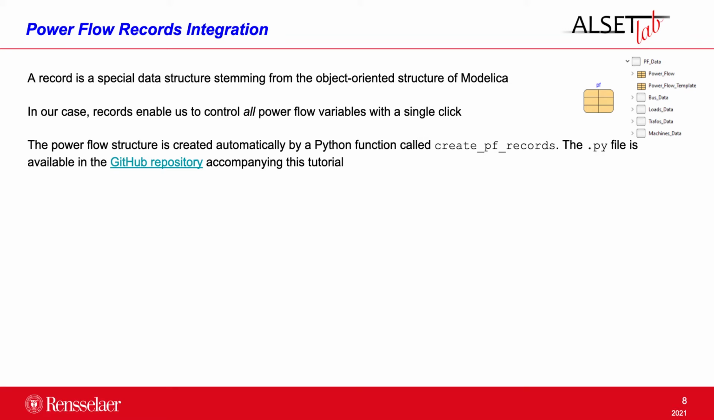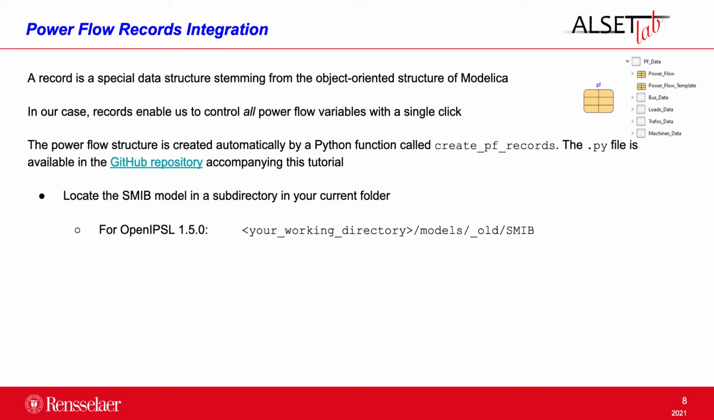The PowerFlow structure will be created automatically by a Python script called create_pfrecords. The Python script can be found in the GitHub repo accompanying this tutorial. And basically what you have to do to run the record creating script is really simple. First you would locate your SMIB folder, you will place your existing model inside a subdirectory.